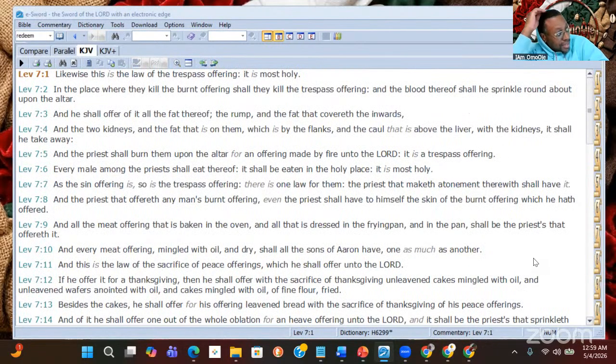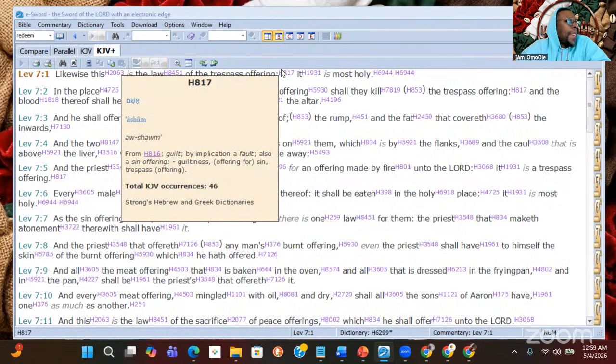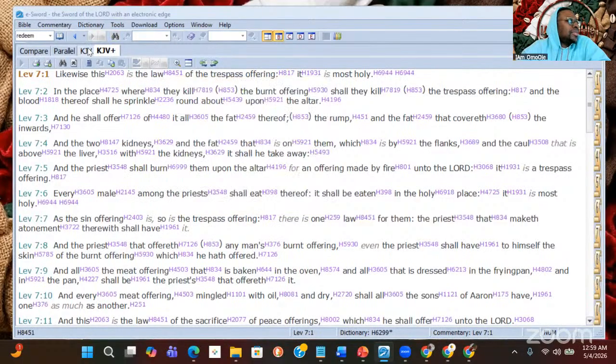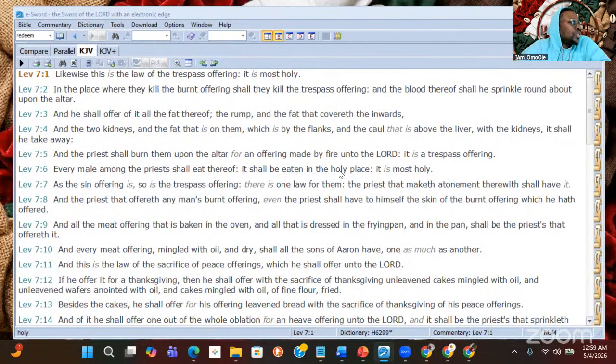Likewise, this is the law of the trespass. Asham, the trespass offering. It is most holy.